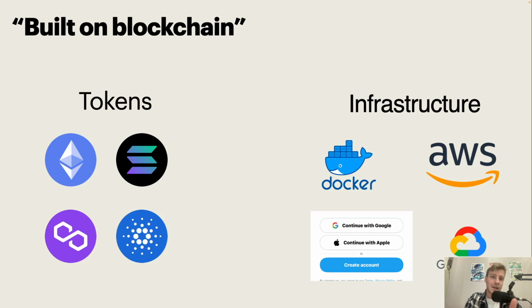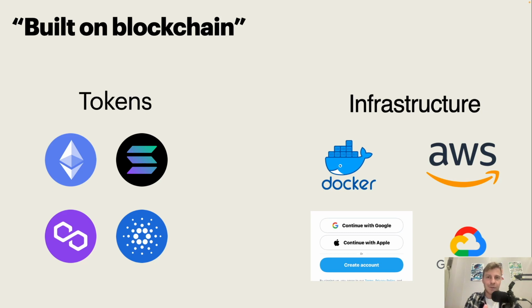But usually the application, so the backend, the front end, the login system, and so on, will be on a centralized infrastructure. So maybe they are using Google Cloud, maybe they are using Amazon Web Services, but essentially they are still using a centralized infrastructure. And so remember that Web3 is about owning a piece of an application. How can you own a piece of an application if your application is built on a centralized infrastructure? Because in that case, your application is really owned by either Amazon Web Services, Google Cloud, Microsoft Azure, and so on.